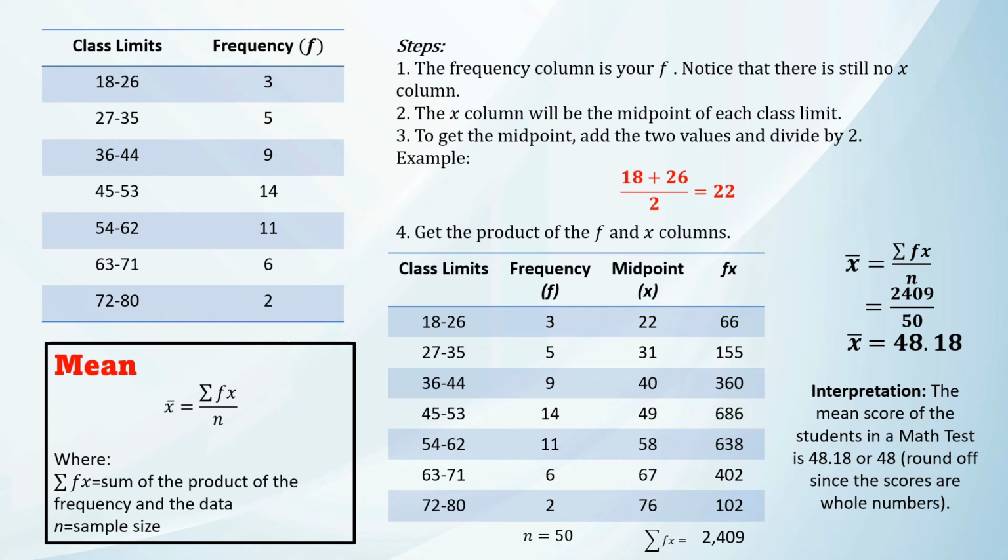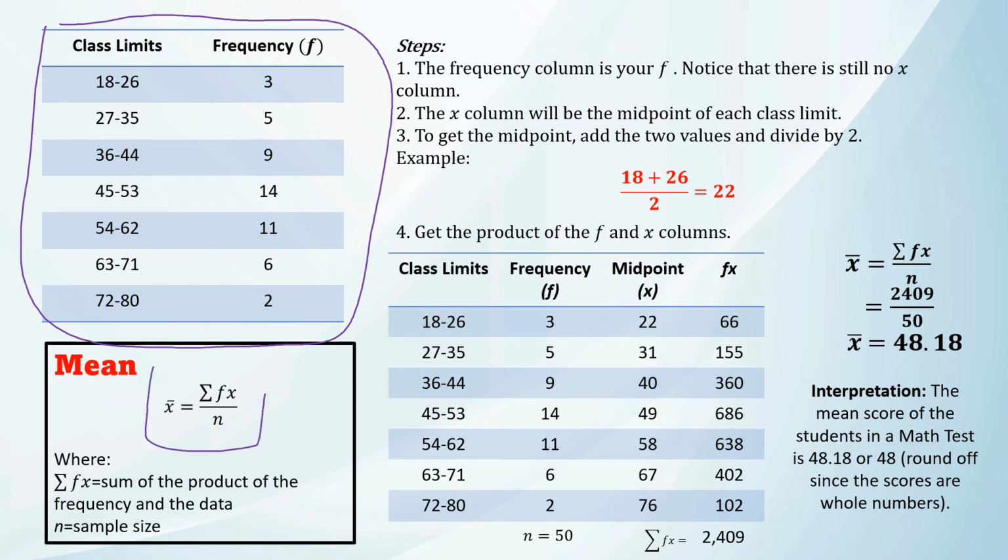So let's find first the mean. Given this table, the sample problem, we are going to find the mean. The formula in finding the mean is this one. X bar is equal to the summation of f of x over n, wherein summation of f of x is the sum of the product of the frequency and the data, and n is the sample size.